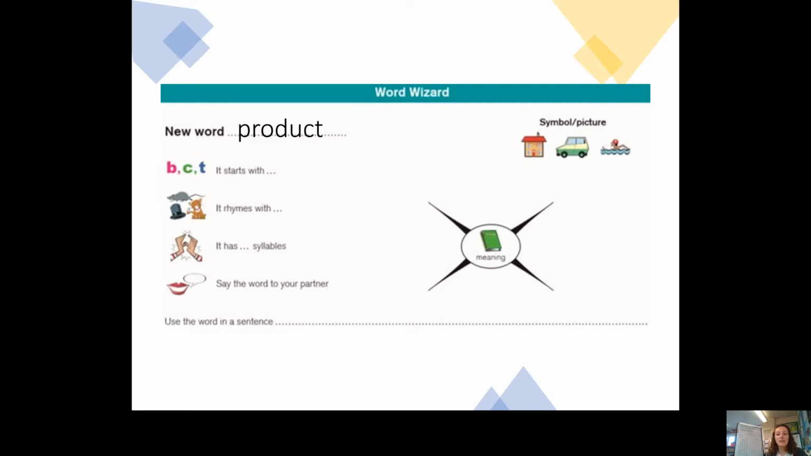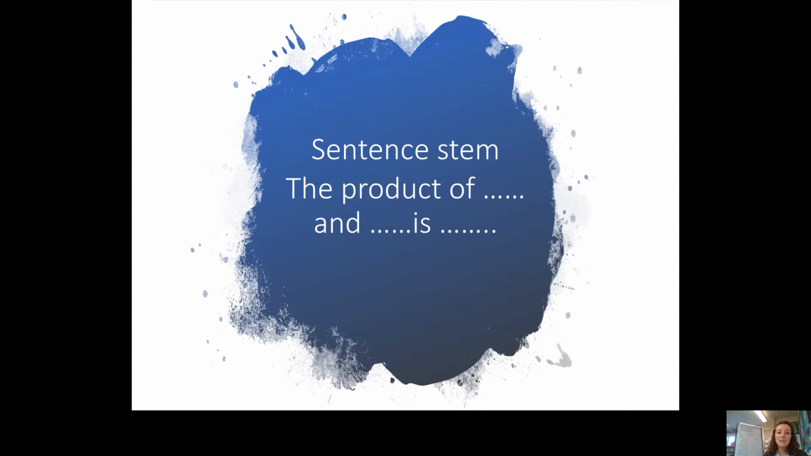A product is when you multiply two numbers together, or we call those factors. One factor times by another factor makes a product. So, for example, 6 times 2 equals 12. The two factors, 6 and 2, make the product 12. To help you, the sentence stem for today is: the product of and is .